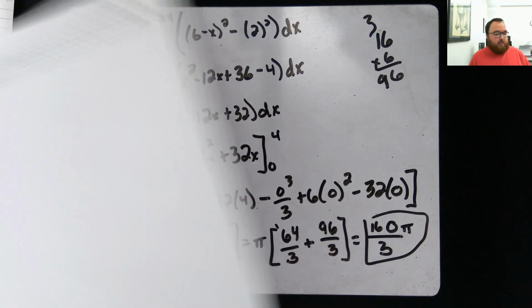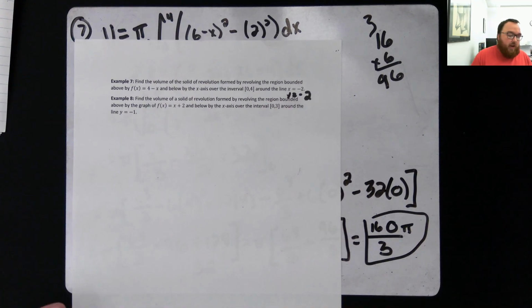Last example for this section is example number 8, kind of the same thing. Find the volume of a solid of revolution formed by revolving the region bounded above by the graph of x plus 2 and below by the x-axis from 0 to 3. But this time I'm going to rotate it around the line y equals negative 1.